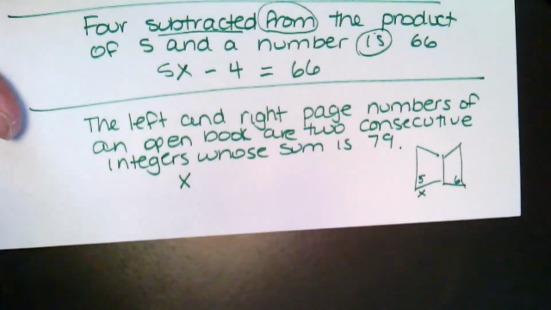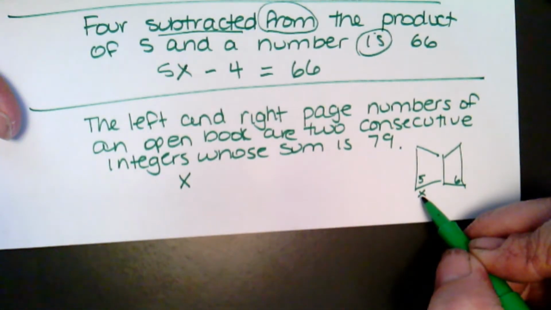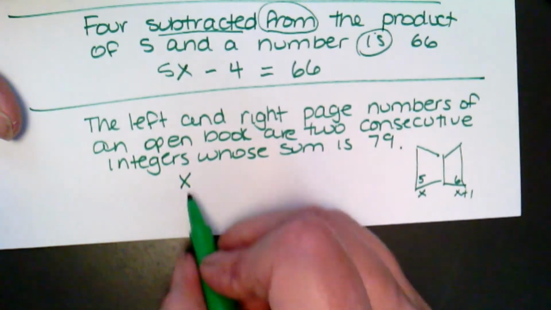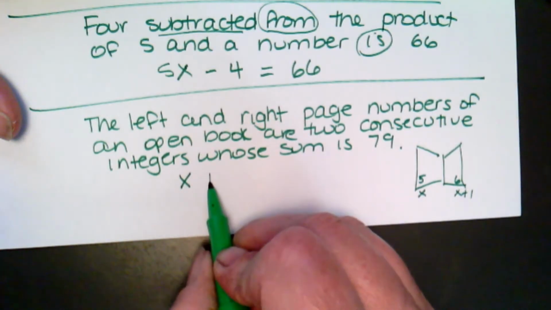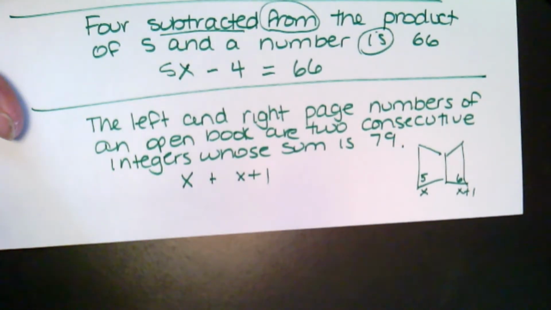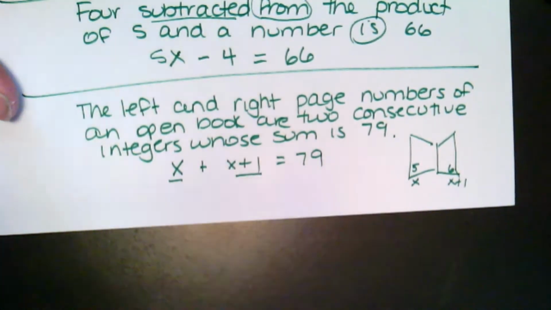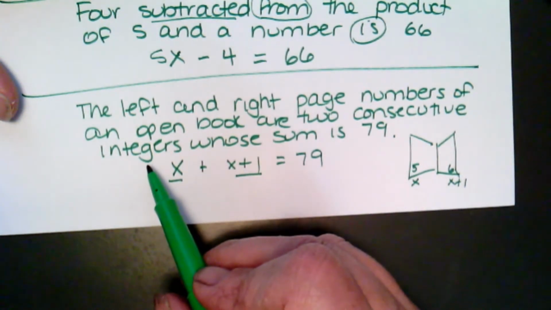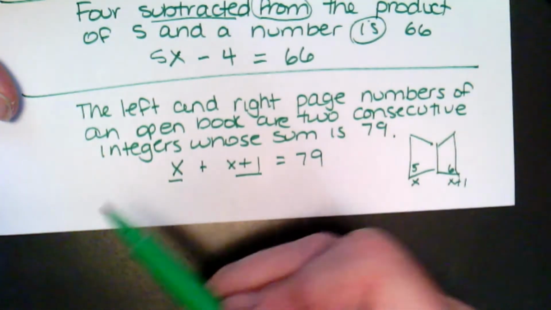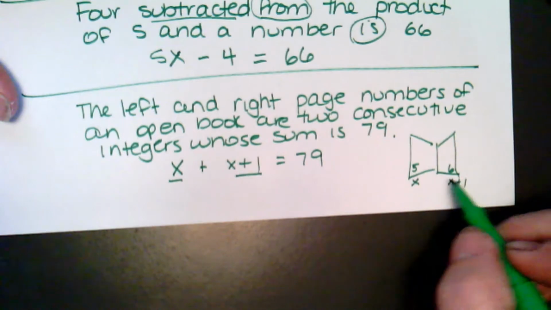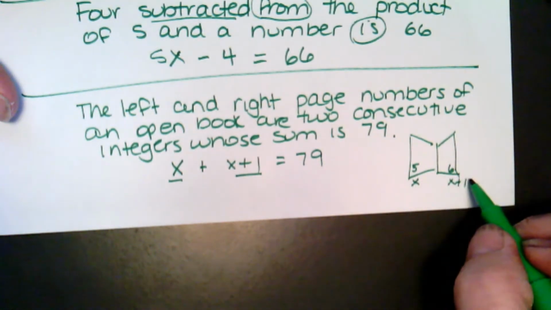But what if we don't know what that page is? We're going to call that page x, but we know the next page would just be one more. So we have our first page plus our second page, and they add up to equal 79. Now the questions I've seen on your tests say 2 consecutive odd numbers or 2 consecutive even numbers. So just remember, instead of x plus 1, to get to the next odd number we add 2.